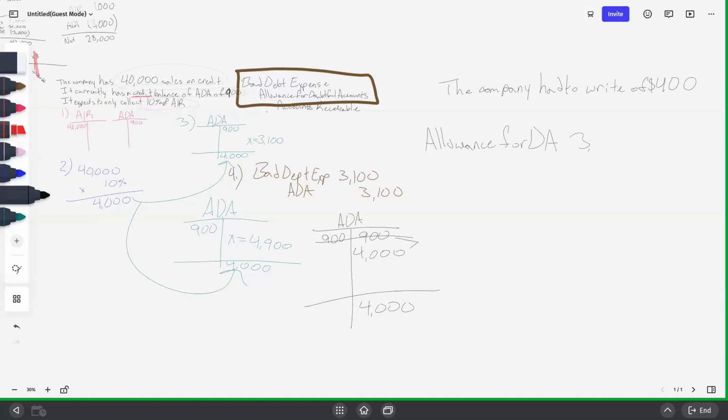Is that real life, does that happen with most companies? Yes, any huge company will always use the allowance method.